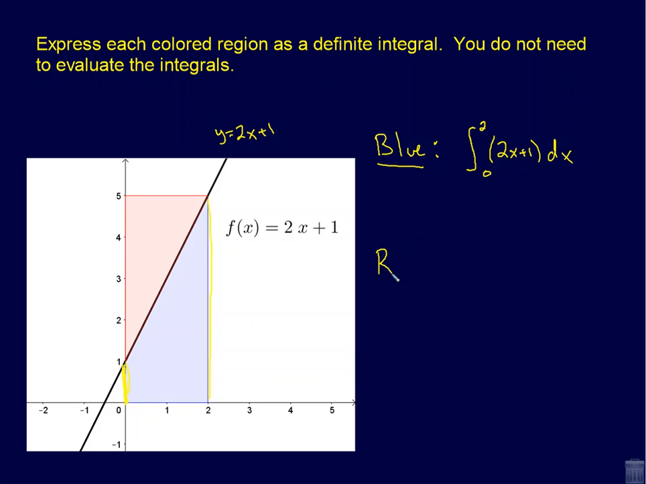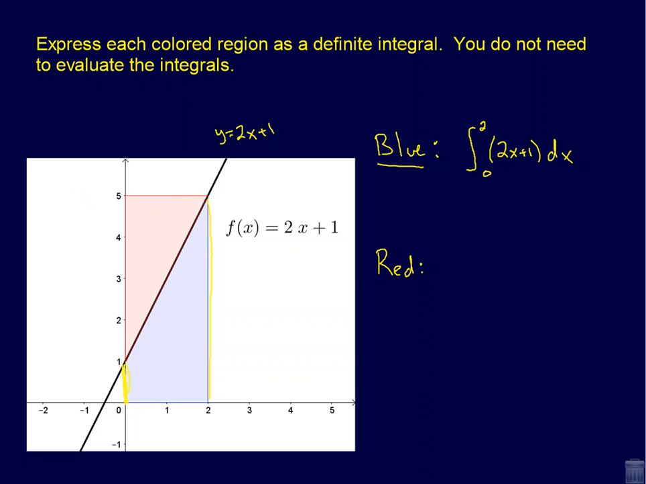Now for the red though, it's a little different, because we haven't shaded below the line to the x-axis. It's actually above the line up until this point 2, 5, and we just drew across. So I can think of a couple of ways we might want to attack the area in red.